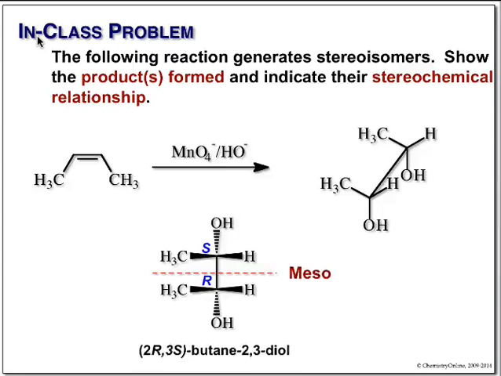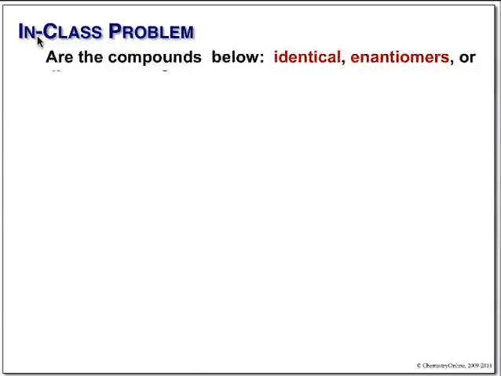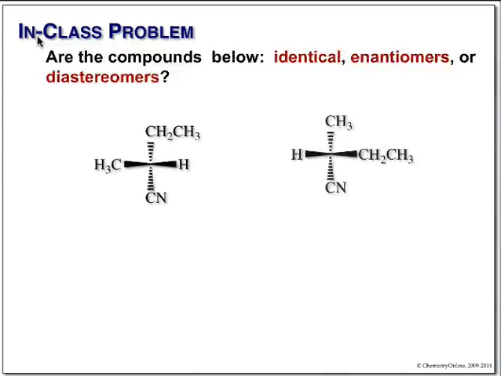All right, let's do a couple more here. Oh, this is 2R3S butane 2,3-diol. Look at these two guys and tell me, are they identical? Are they enantiomers? Or are they diastereomers? Well, right away you know they're not diastereomers because a diastereomer must have more than one chiral center, right?